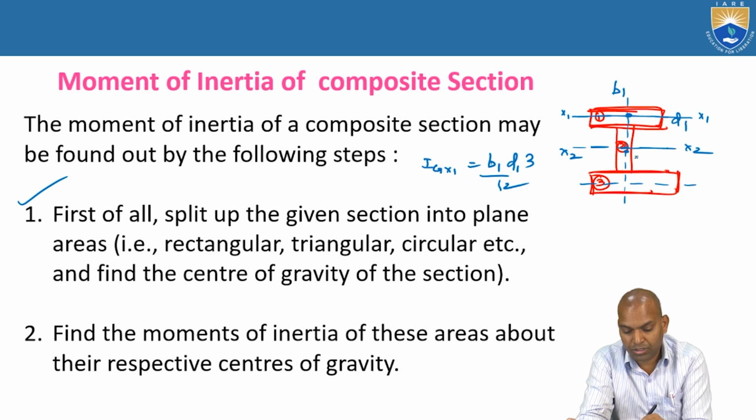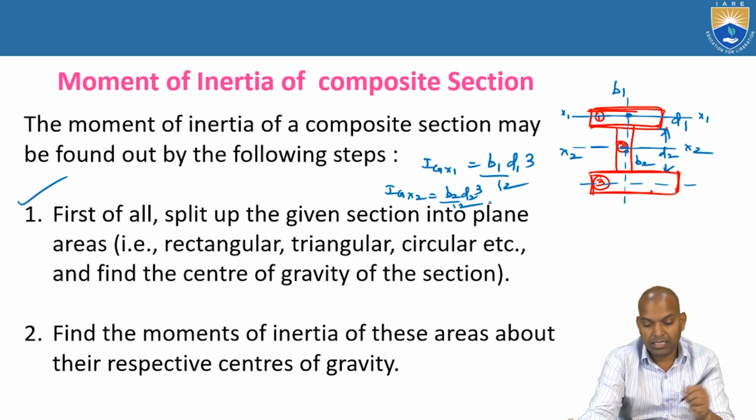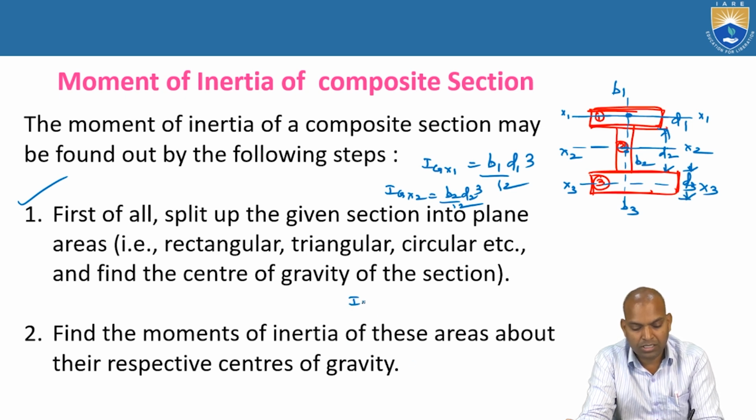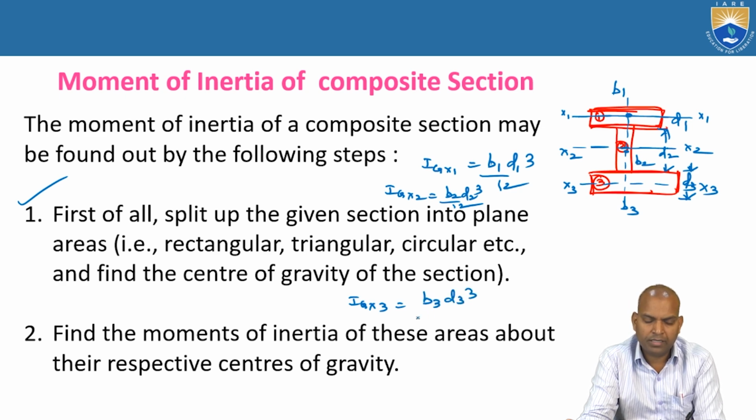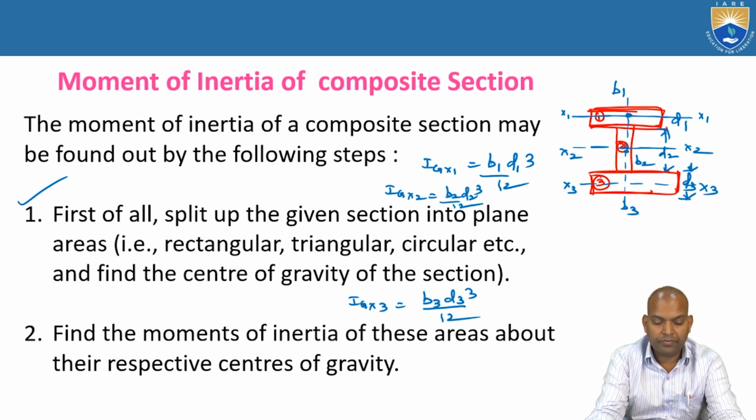Section 2 has width B2 and depth D2. Then what about IGX2? IGX2 equals B2 D2 cube by 12. Next, IGX3. This is X3, having width B3 and depth D3. Then B3 D3 IGX3 equals B3 D3 cube by 12. That is the meaning of moment of inertia.